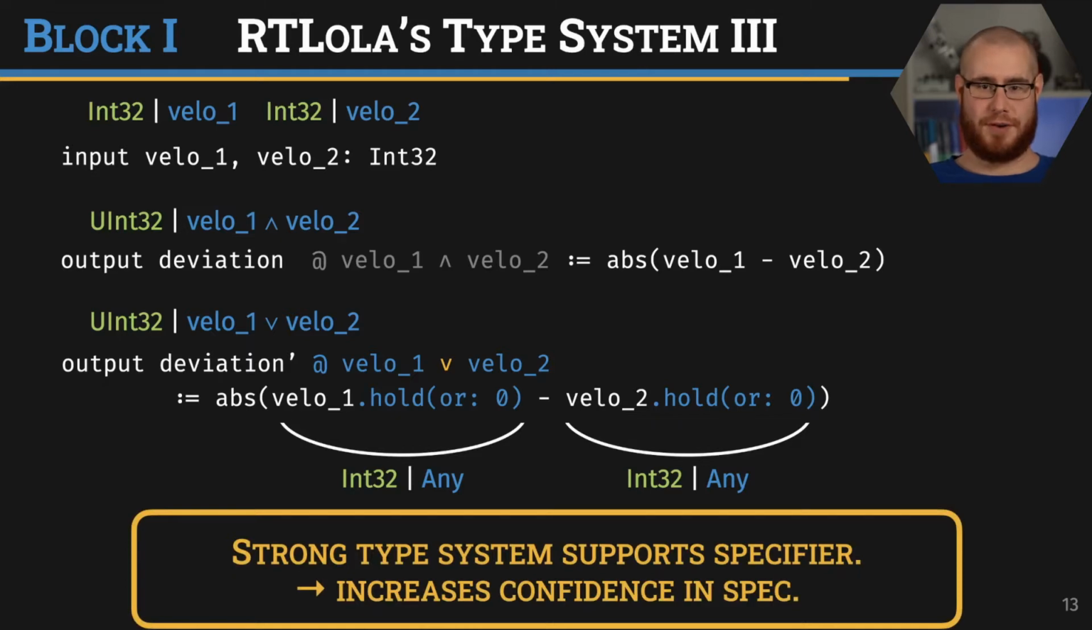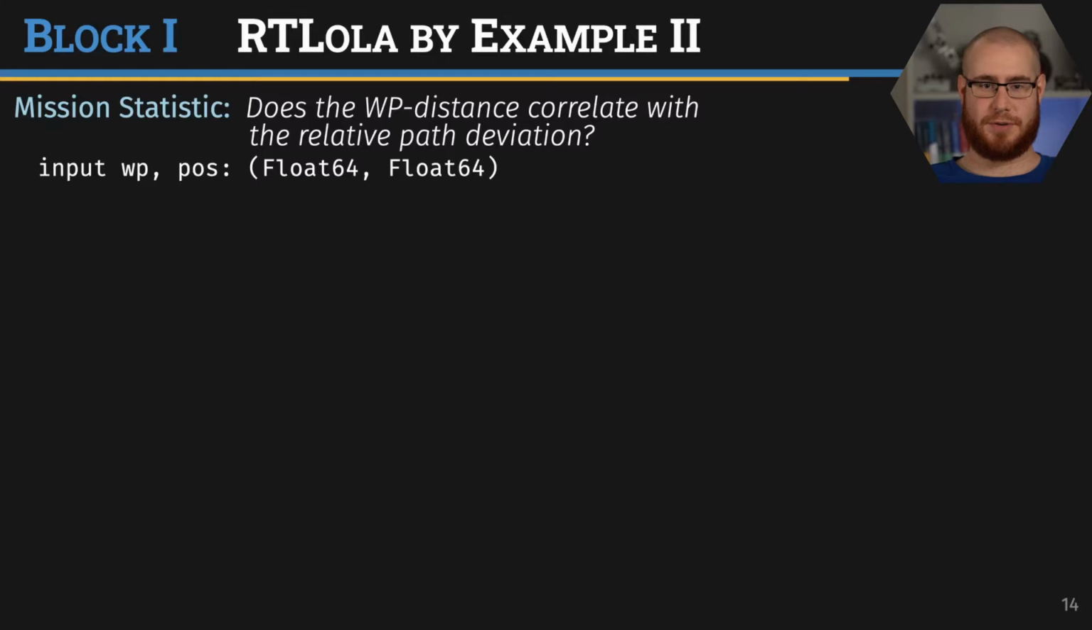Okay, with our newly acquired deep understanding of the RTLola type system, let's come up with a specification for an interesting mission statistic. Suppose we want to compute the correlation between the distance between waypoints and the relative path deviation we experience when traversing those waypoints.